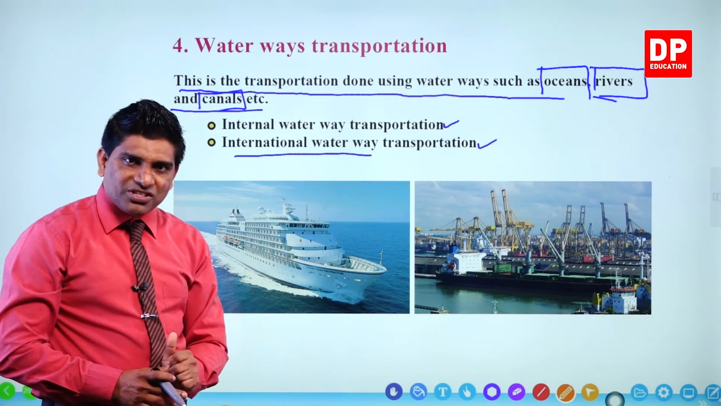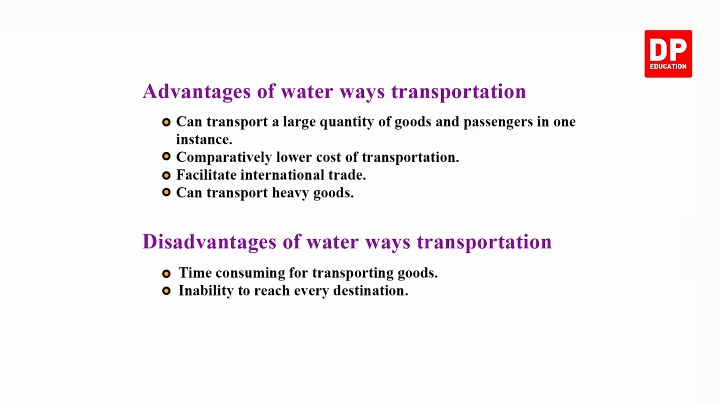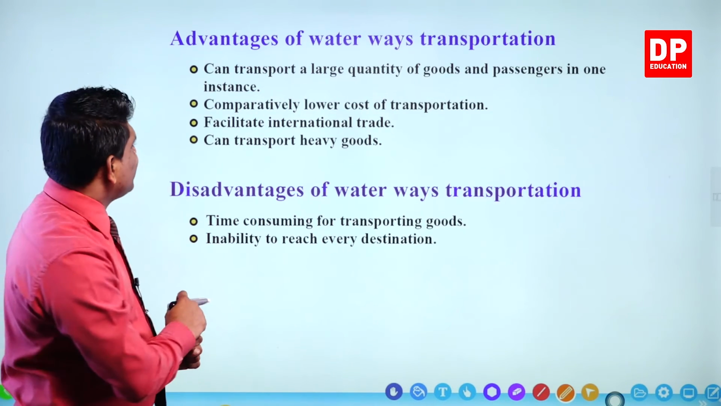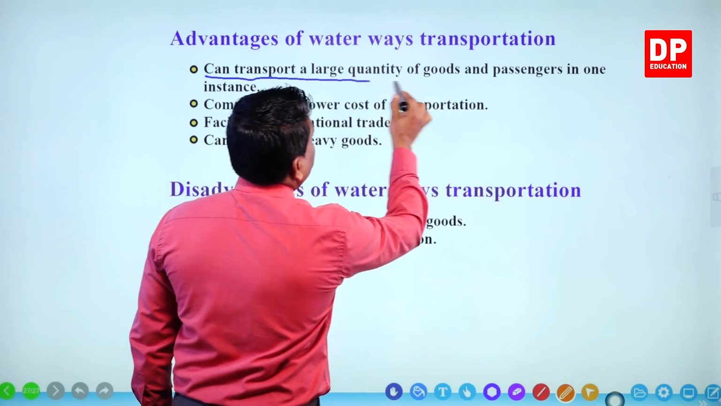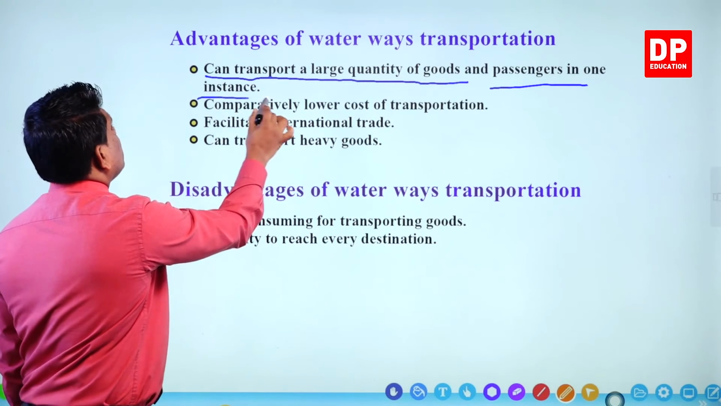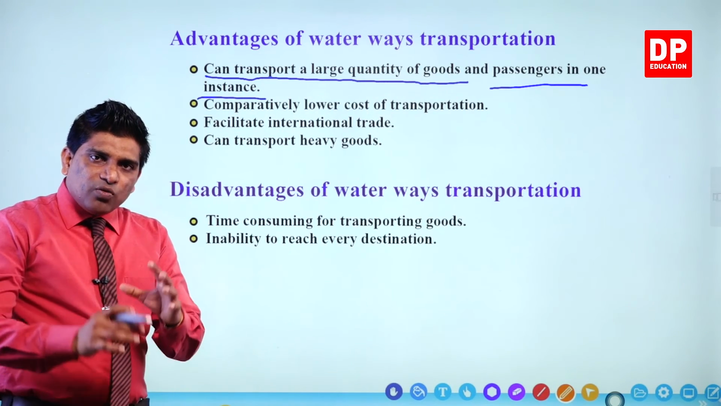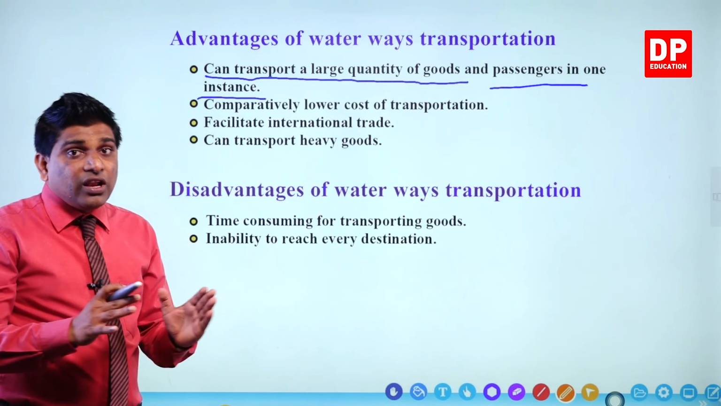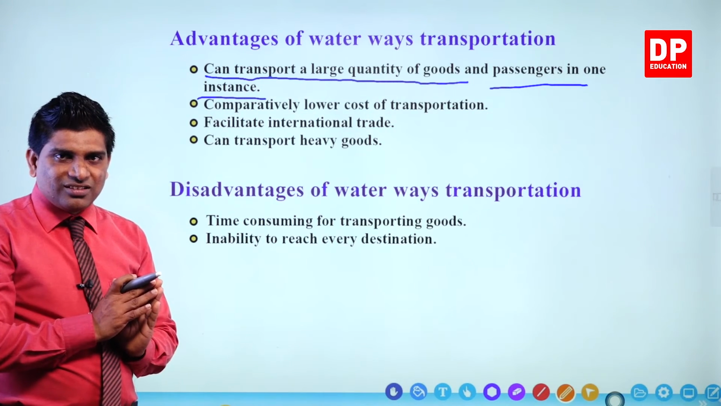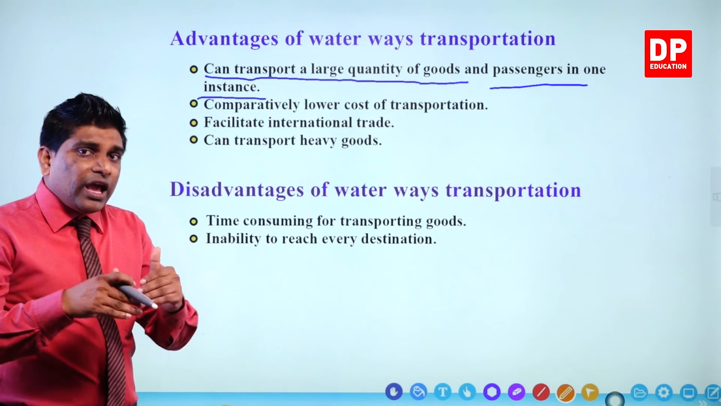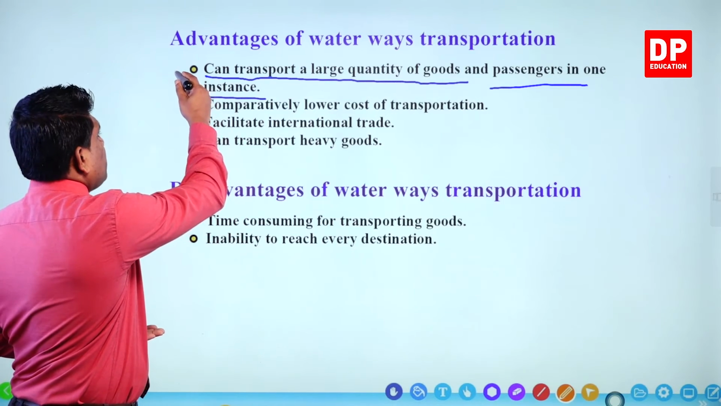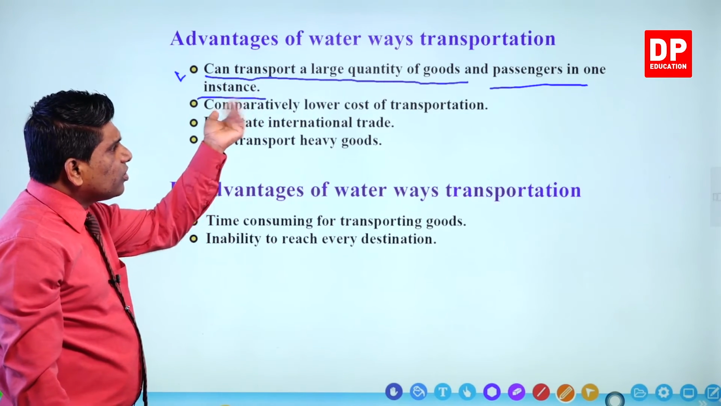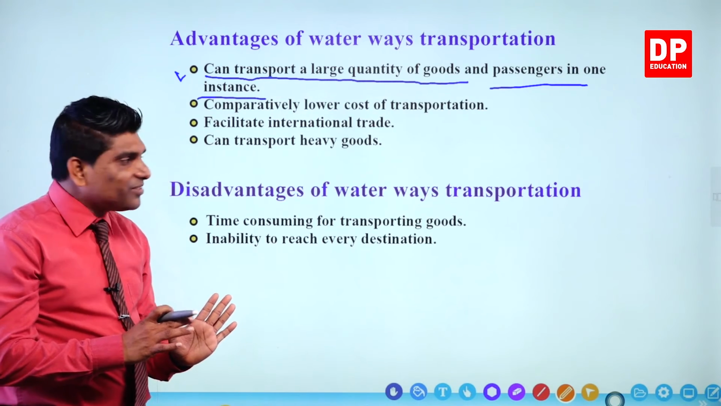International waterway transportation, right? Now we discuss advantages and disadvantages of waterway transportation. First, advantages. Can transport a large quantity of goods and passengers in one instance. One time you can transport large number of passengers and heavy load of goods like railway transportation. In the railway transportation also, we have given the same feature, same advantage. What? Can transport heavy load of goods and large number of passengers. Here also you can see the same advantage, right?